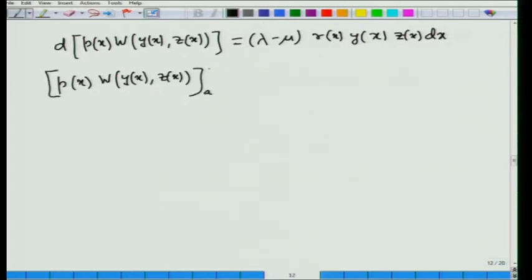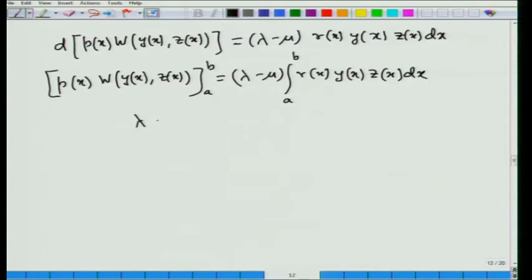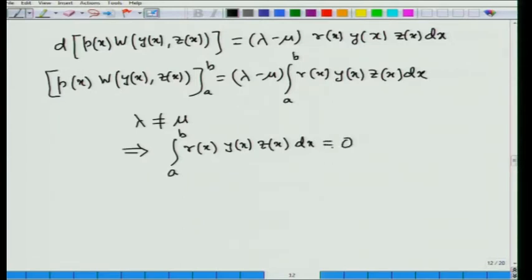evaluated from a to b is equal to (lambda minus mu) times the integral from a to b of r(x) y(x) z(x) dx, and since this is given to be 0 and with the condition lambda not equal to mu, this implies that the integral from a to b of r(x) y(x) z(x) dx is actually equal to 0.